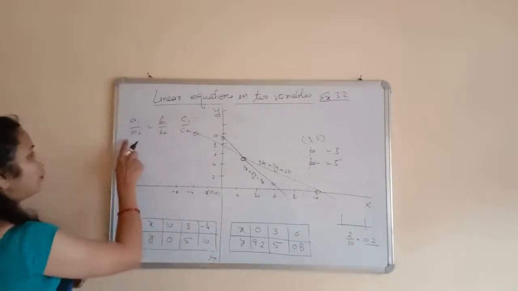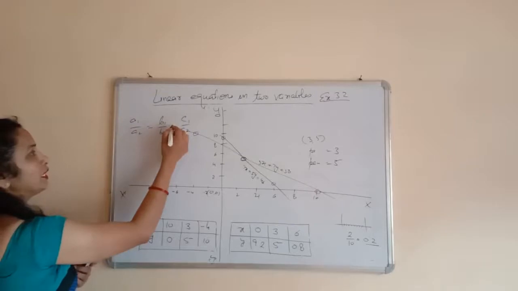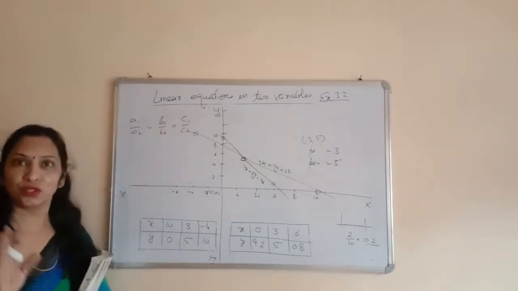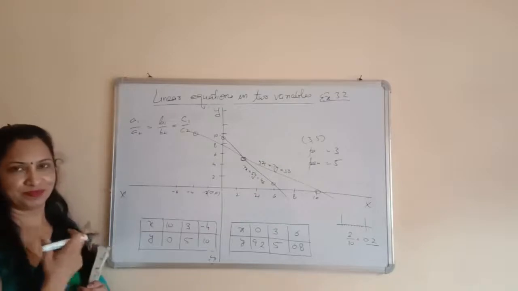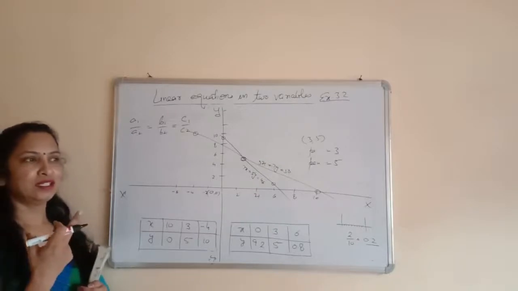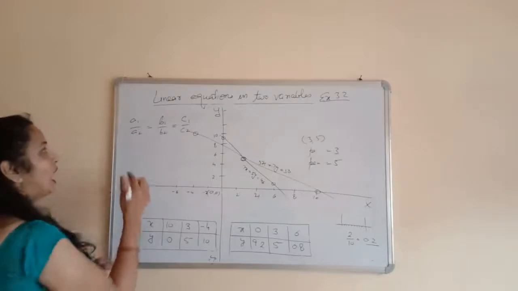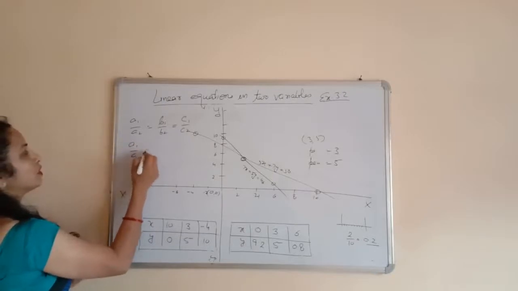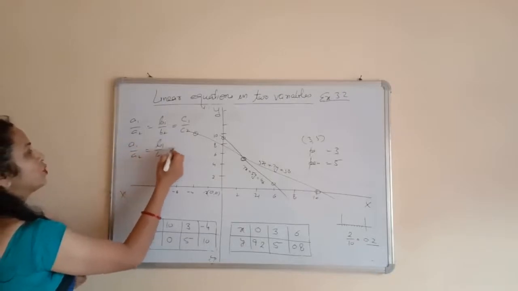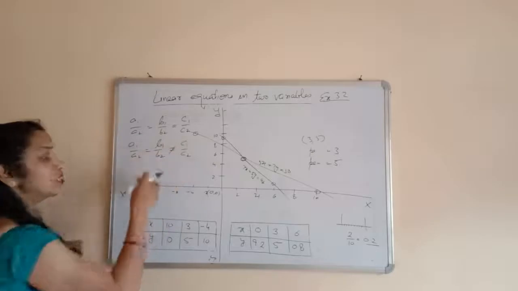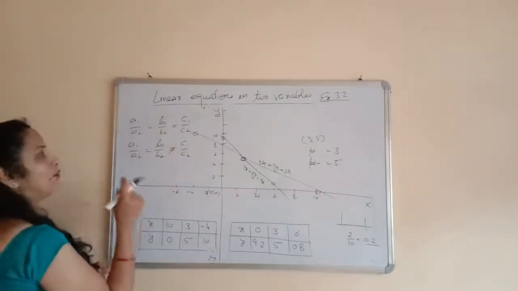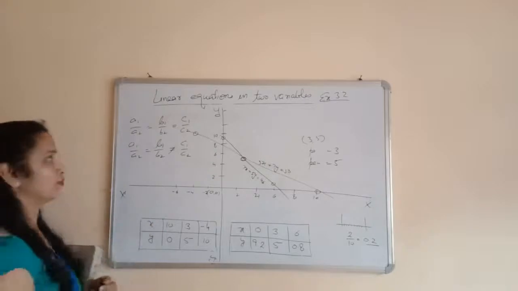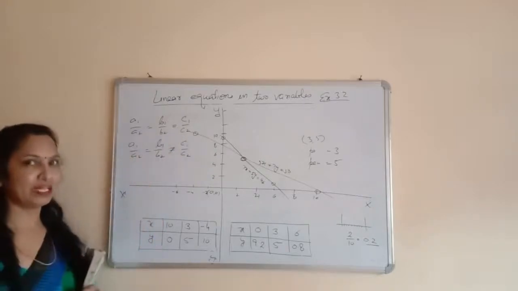So if A1 upon A2 is equal to B1 upon B2 is equal to C1 upon C2, you should know what type of graph it will be. It will be a coincident line. And if A1 upon A2 is equal to B1 upon B2 and is not equal to C1 upon C2, this condition is for a parallel line. Parallel line means no solution. Coincident line means infinite number of solutions.